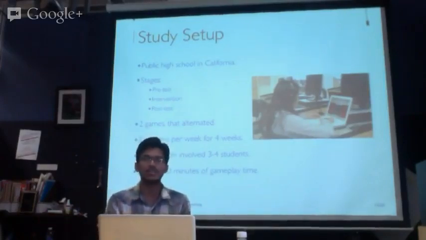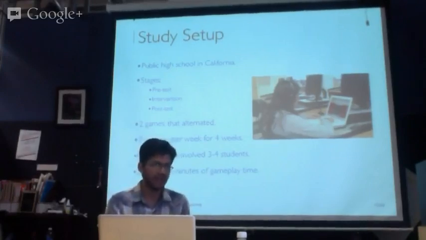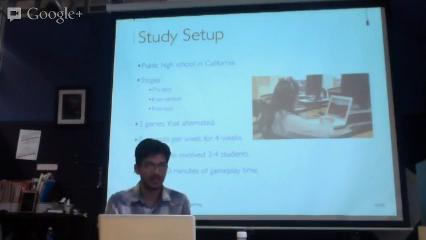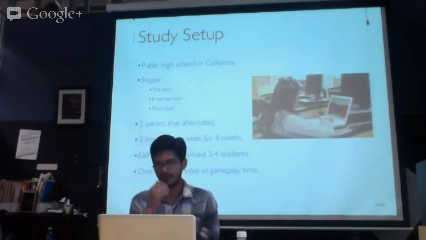We did our intervention, which lasted around four weeks. And then we did a post-test to see how much change we had got. Of course, there were two games based on Mario and Guitar Hero that alternated. And approximately overall, the kids got around 40 minutes of gameplay time during our study.